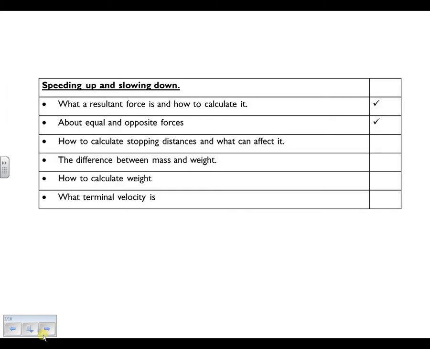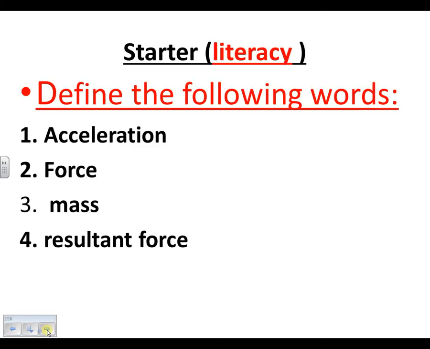Okay. These are the things you ought to do on the specification. This is the AQA GCSE specification P2. We will be looking at two outcomes. So, what a resultant force is and how to calculate it, we will take that off. About equal and opposite forces, we will take that off. We will do a few more things with that. We'll start calculating using F is equal to MA. But these are from the specification statement.